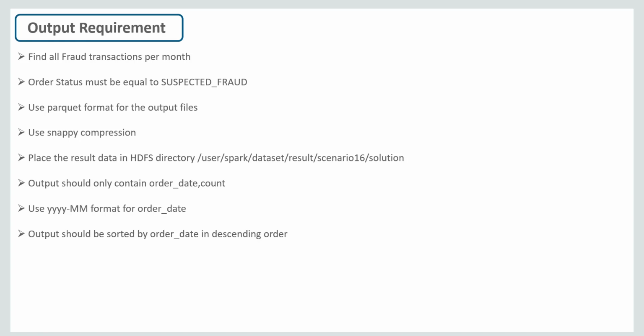Now, in order to solve this problem statement, we should understand how to read CSV data as a data frame in Spark. Then, on top of that data, we have to apply a group by clause, because we have to identify the suspected fraud orders per date. Then we have to sort this data based on the column order date in descending order, so we should understand how to apply the order by clause. Also, we should understand how to save data in HDFS using PARQUET file format and how to apply SNAPPY compression on top of the data. So let's go to the lab and see.